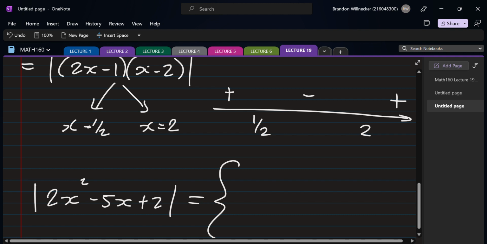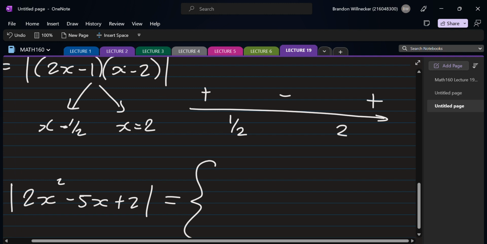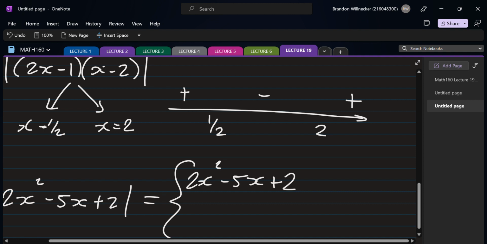So the absolute value of x, just x, is equal to x if x is positive, it's minus x if x is negative. So we're going to use the same thing here. So the absolute value of the function is equal to just the function if it's positive, and we know where it's positive. So it's going to be 2x squared minus 5x plus 2. Where is it positive? Before 1/2 and after 2.